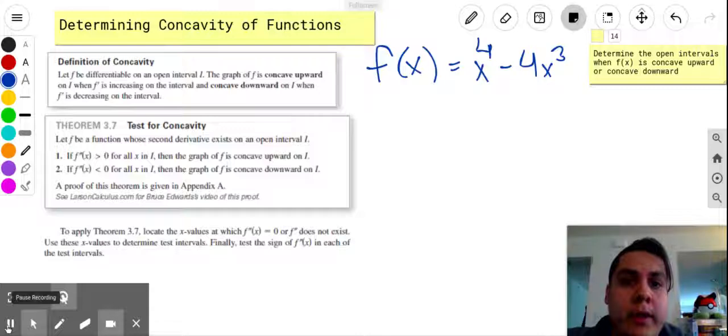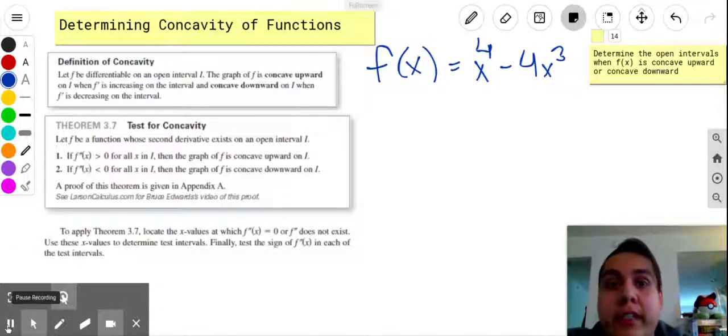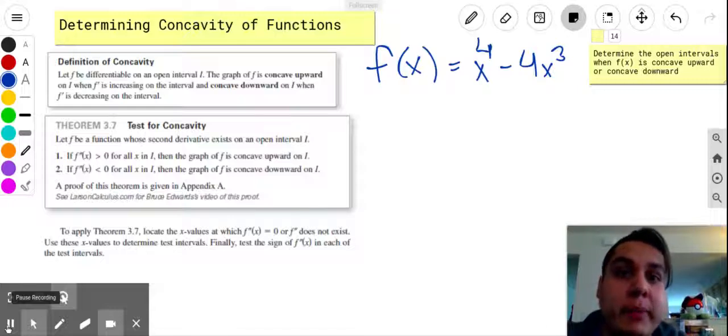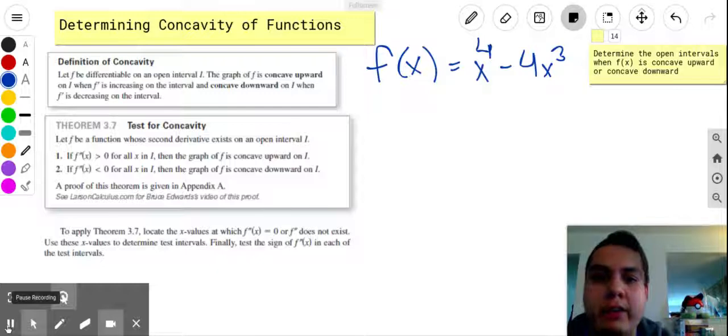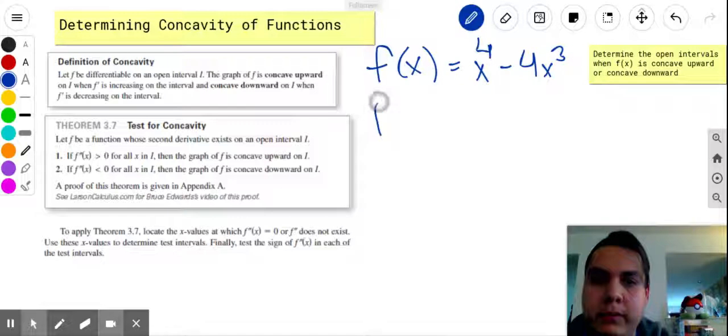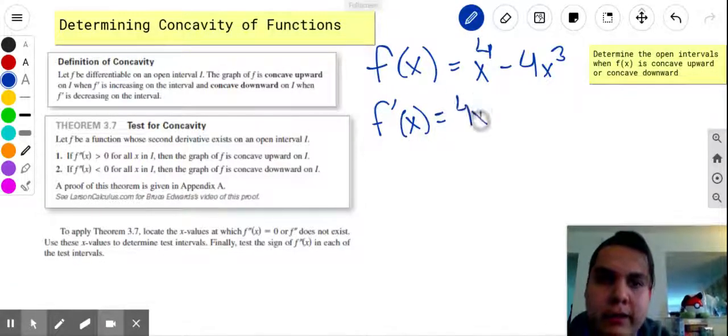All right. So we're going to work with a very nice and easy polynomial to kind of just dip our toe in the water. Then I'll show you a little bit of a more complex one. Okay? So if I have f of x is equal to x to the fourth minus 4x cubed, then I can say that the derivative of that would be 4x cubed minus 12x squared.